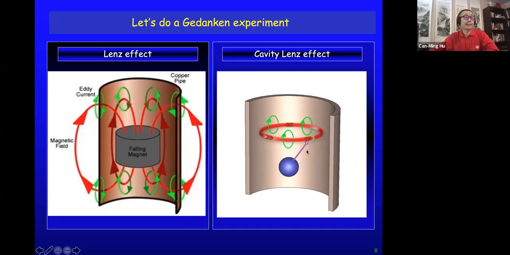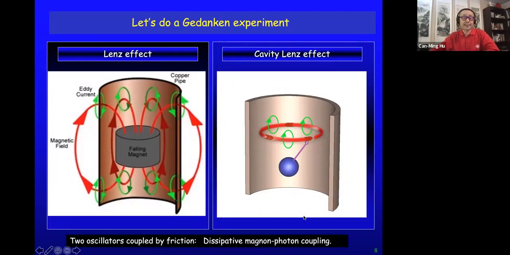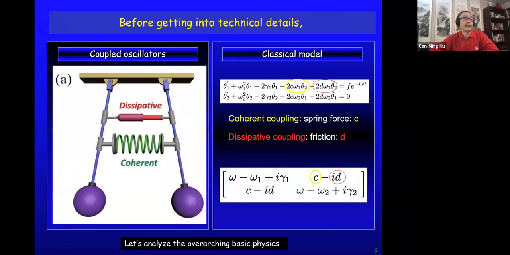and you drive the magnetization doing ferromagnetic resonance or Larmor precession, essentially you are producing an oscillating magnet macroscopically. And this oscillating magnet should induce oscillating current in your metallic cavity, and the two of them will be coupled by frictional force. And that is what we're going to call the dissipative magnon-photon coupling. So how does it look? You can simply model this system.